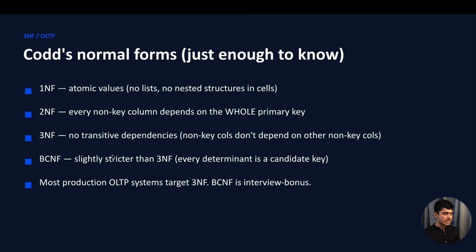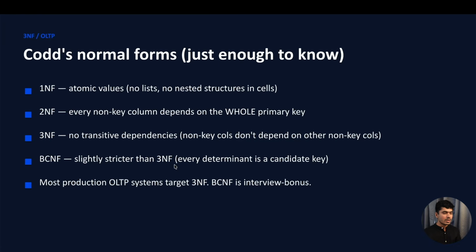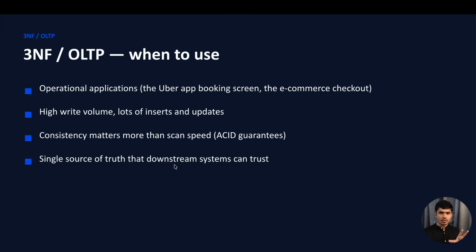1NF, 2NF, 3NF, BCNF, most production value. This you usually use for applications like the Uber app booking screen, e-commerce checkout. High write volume, lots of inserts and updates, consistency matters, single source of truth to the downstream. If your data model is not proper and not normalized, it will have very messy data, duplicated values. It will be very hard for you to write the ETL pipeline and denormalize that data.